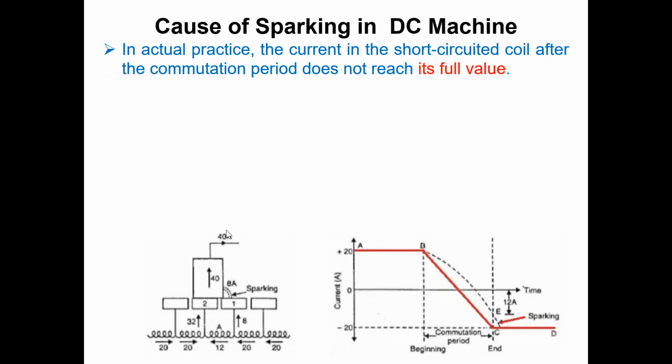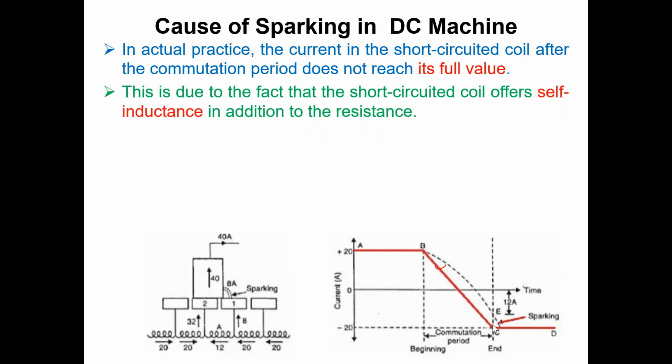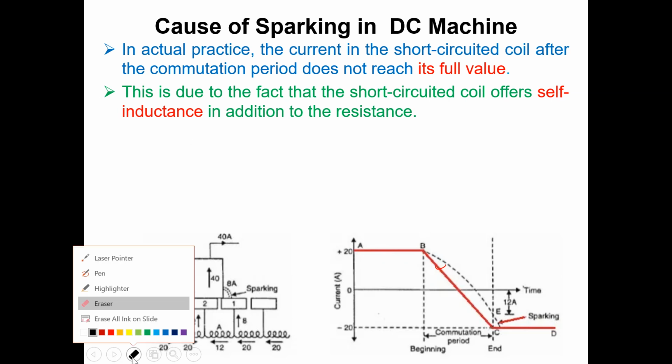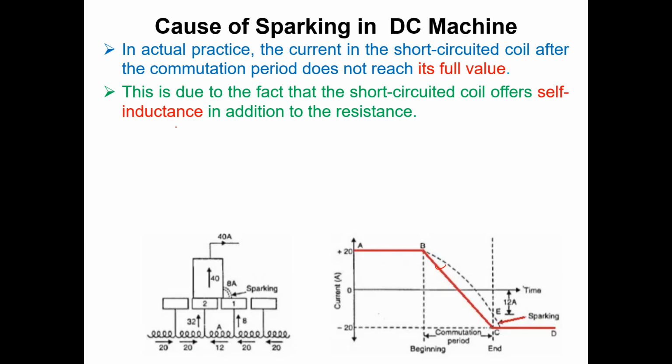In actual practice, the current in the short circuit coil after the commutation period does not reach its full value, as I showed by the red line. Otherwise, ideally where should it go? It should go this way, but ideally it does not flow like this. It will follow some other path, this path. Its full value is minus 20. This is due to the fact that the short circuit coil offers self inductance, called L, which I earlier told, that is our self inductance, or simply L.